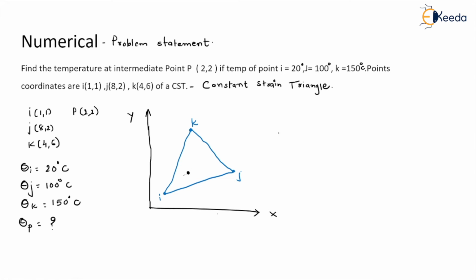So first, how to solve this problem? Now first we need to define the shape function, and theta P will be the shape function N1, which is the shape function of the I node, times theta I, plus N2 times theta J, plus N3 times theta K, which are the corresponding temperatures of these three nodes.